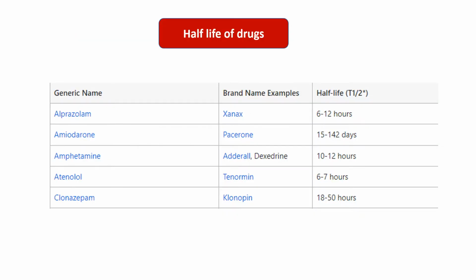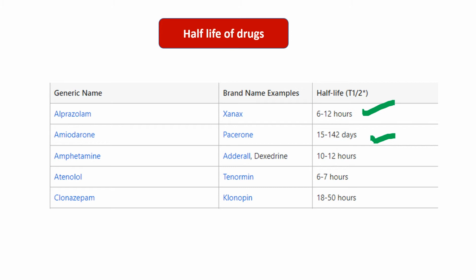Giving an example of the different half-lives of various drugs, you can see that some are 6 to 12 hours, some are in hours only, and some are 15 to 142 days. So there is a variability of half-life. It is very difficult. To be honest, from the pharma company point of view, no pharma company would like to have drugs with so much variability. But these drugs were developed a lot earlier, more than 2 to 3 decades back. That's why they are still there.